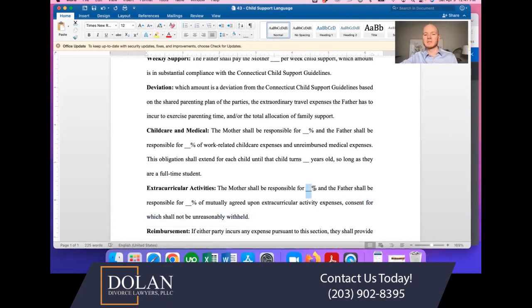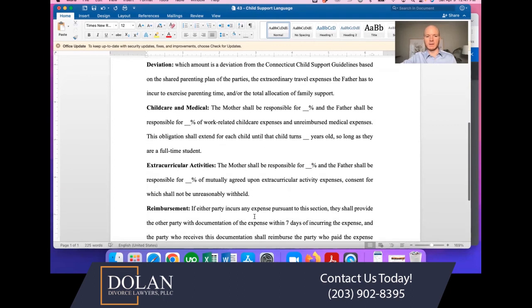So these percentages, you can do them in the guideline percentages, or you can do a 50-50 split of extracurriculars. These can be tailored however you want. And then again, usually these extracurriculars end around when the child's 18, but you can extend those beyond as well, through college or however you want.